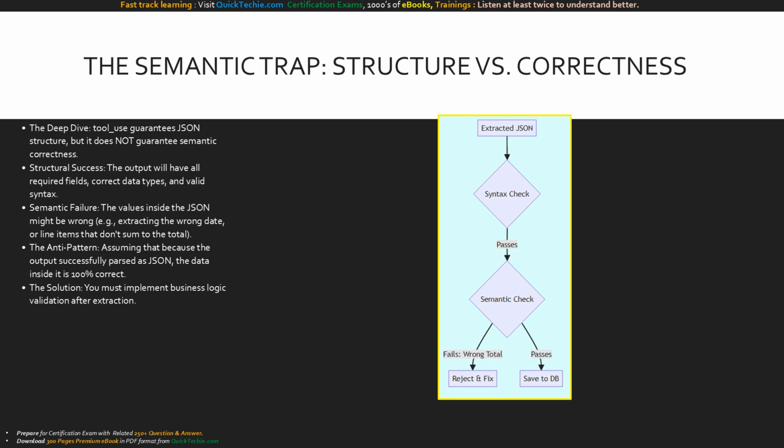This diagram illustrates the two-step verification we need. First, the JSON syntax check, which our tool use automatically passes. But then we hit the semantic check, our custom code verifying the math and logic. If the math fails, we reject it. Only when both structure and meaning are verified do we save to the database.